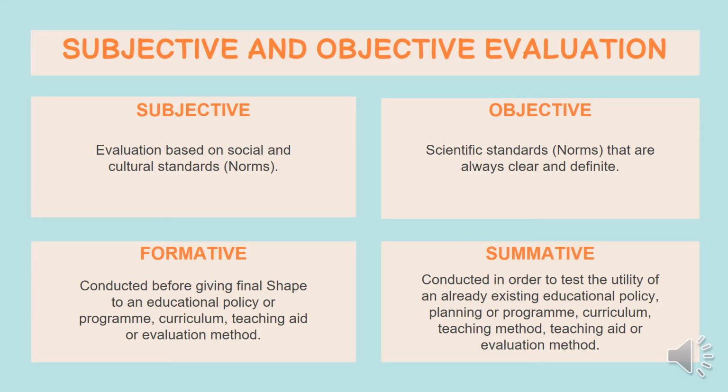So there are two major categories of evaluation. We have subjective and objective evaluation. Let us go first with the objective. It is based on scientific standards that are always clear and definite. Objective evaluation is the most stable because the outcome will never change no matter how you repeat the process. While the subjective evaluation is based on social and cultural standards, it is dependent on the assessor.